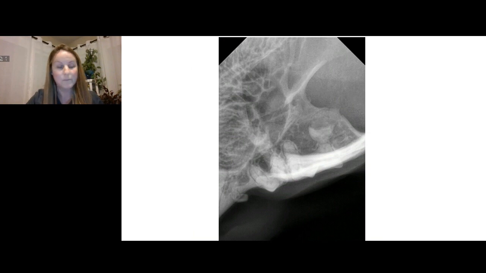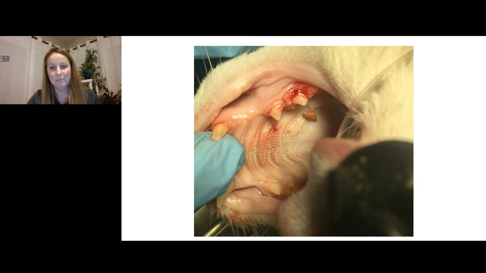So what do we see here? Oops, I just gave it away. When we look at this, I got this image sent to me once upon a time by a good friend of mine. And she said, what do I do with this? And I said, send me a picture of the mouth. And the mouth looked like this. And you can see this chunk of calculus here.